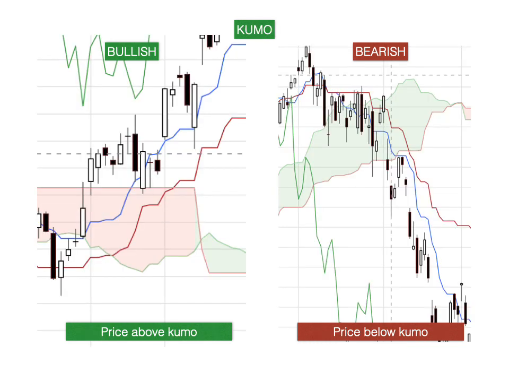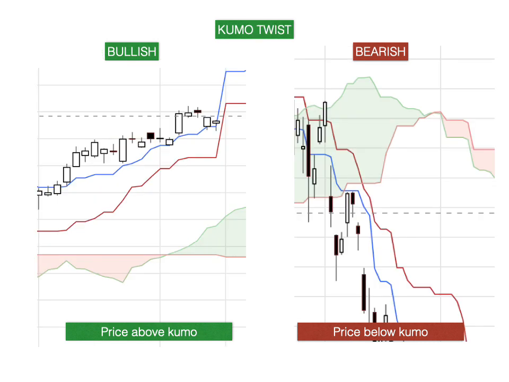A Kumo breakout happens when the price leaves or crosses the Kumo. If price crosses above the Kumo from below, we have a bullish signal. If price crosses the Kumo from above, we have a bearish signal.